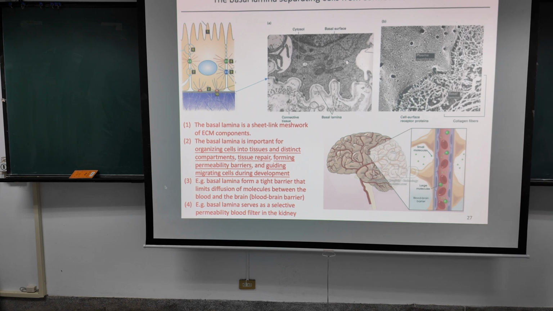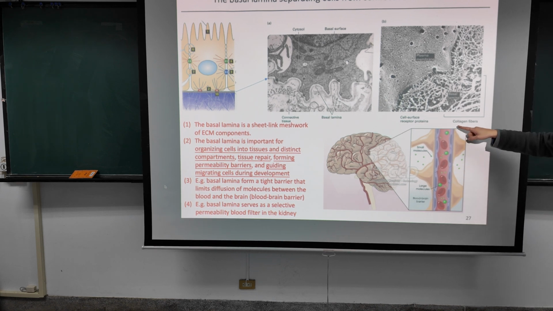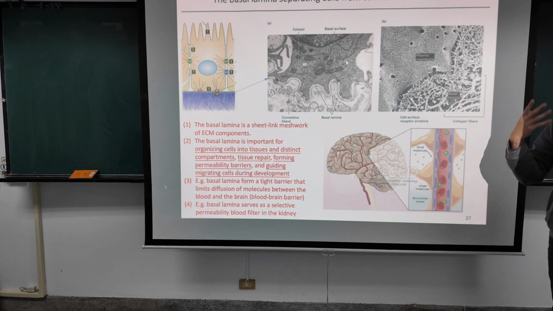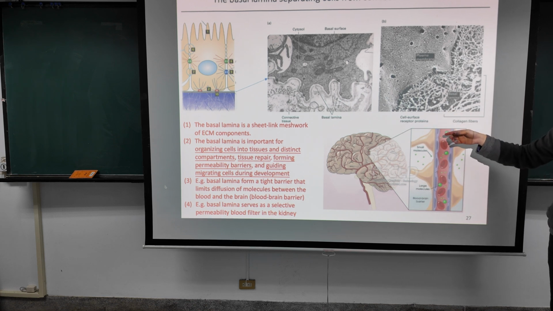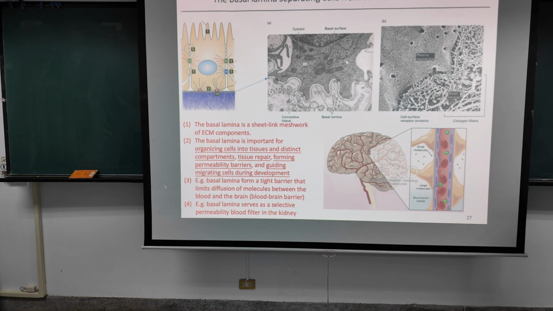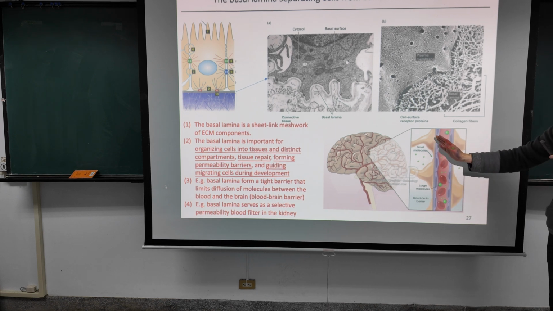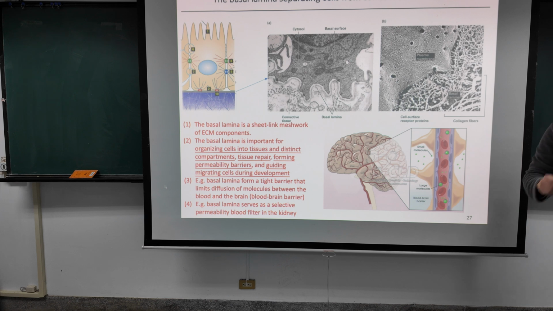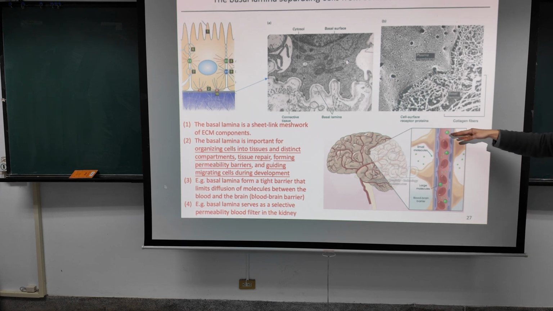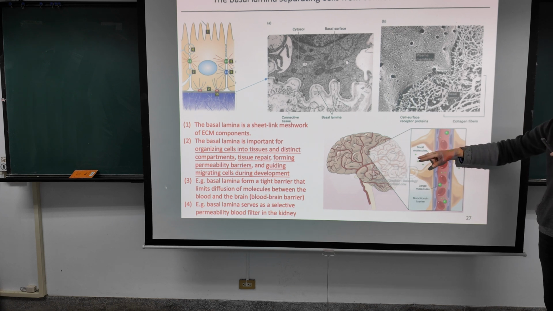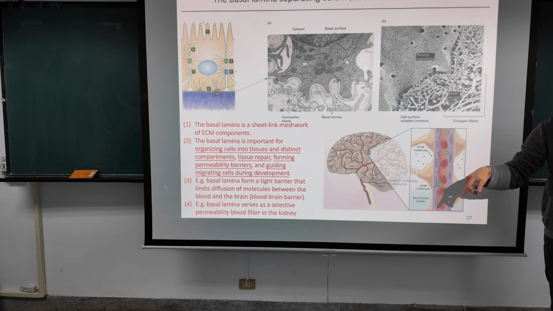Those basal lamina will be here, and outside here will be some neural cells, which means the brain. Those basal lamina contribute to one important barrier called the blood-brain barrier, which separates the environment here and here. Only very tiny molecules, for example some nutrients, can cross this area and go into the brain.